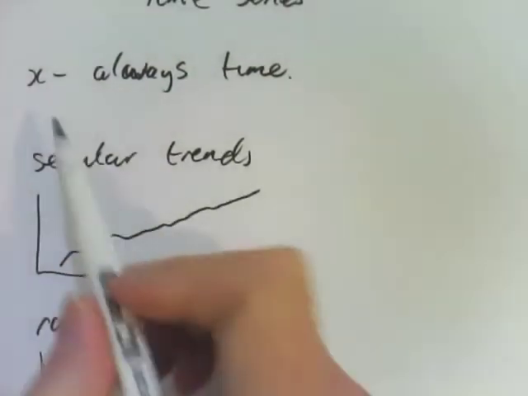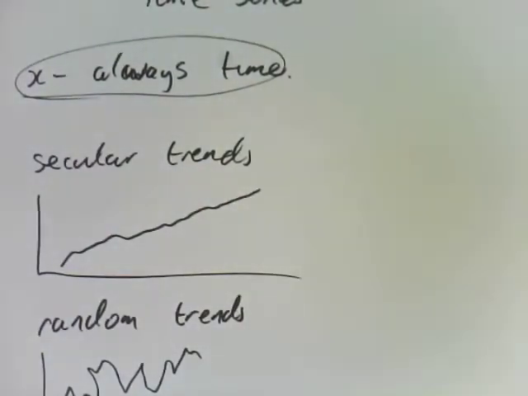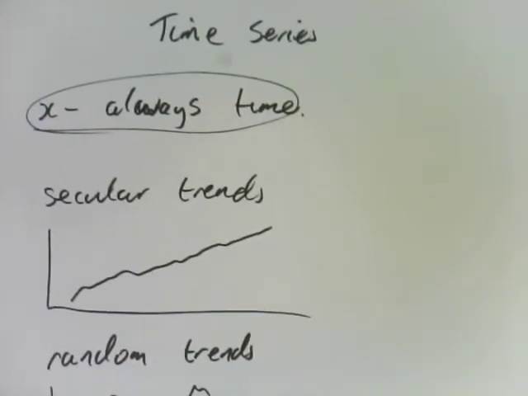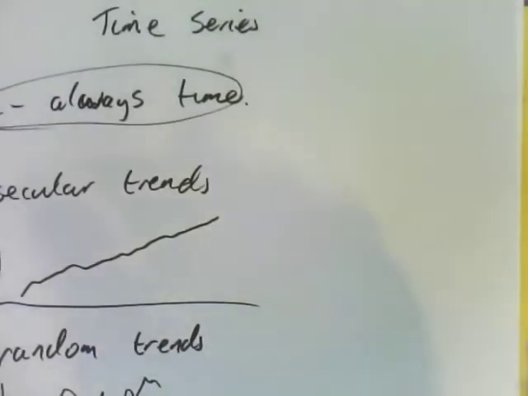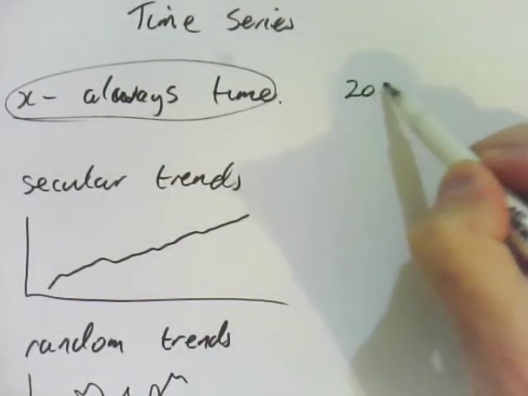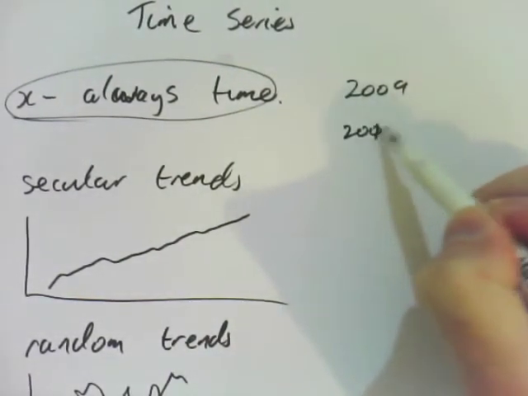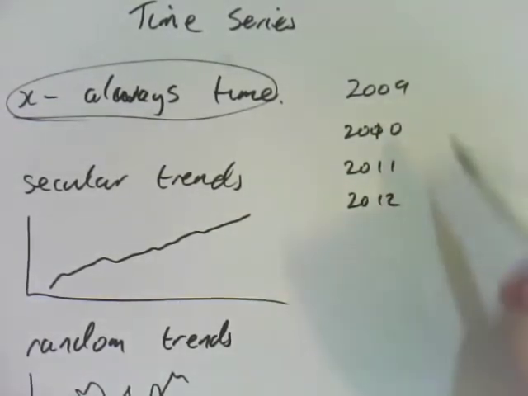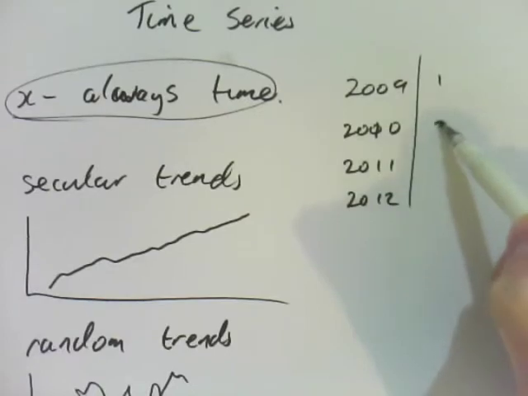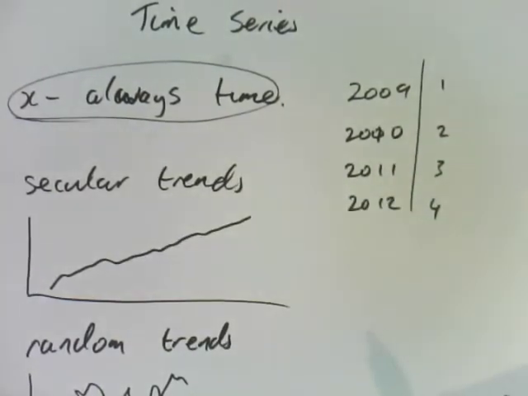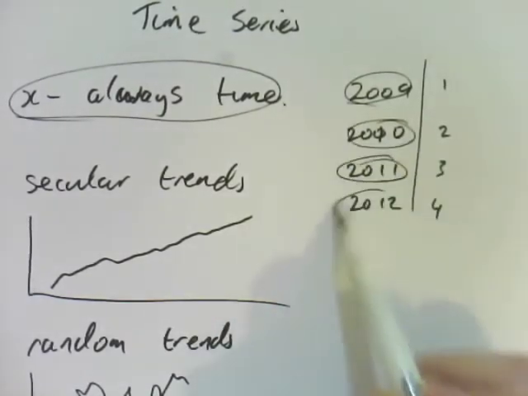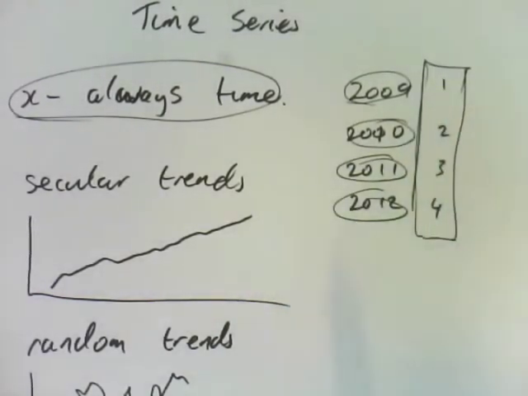So time series, plot them the same way we have all the bivariate data. Just make sure that your x is always the time and your y value is whatever you're measuring over that time. And if you've got 2009, 2010, 2011, 2012 as your time values, you would then translate them to 1, 2, 3, 4, just to make it easier for you when you're graphing it. Don't use the actual time code. Translate them into a number that's easier for you to use.